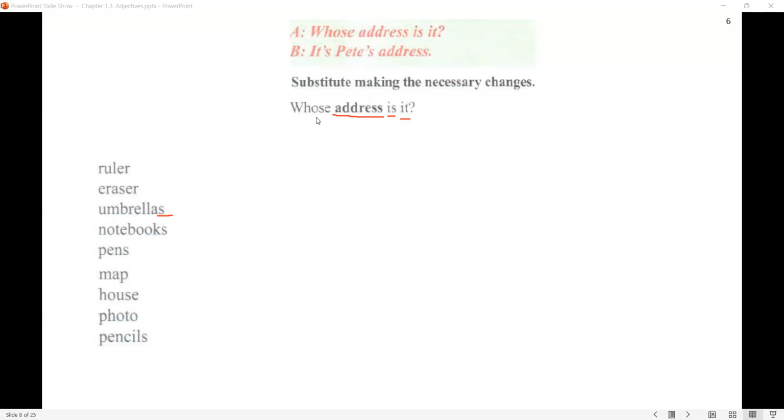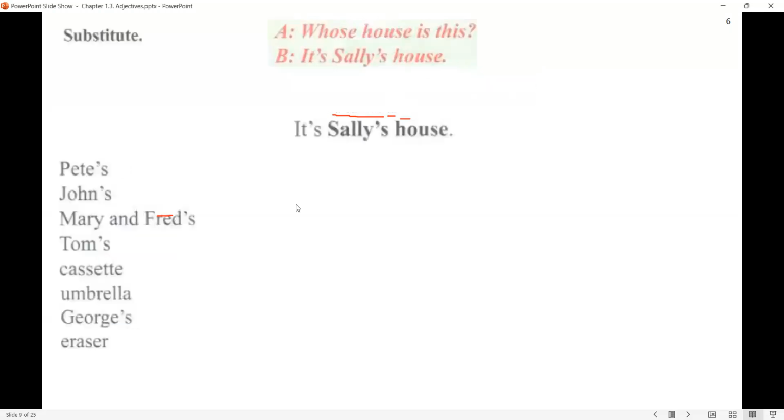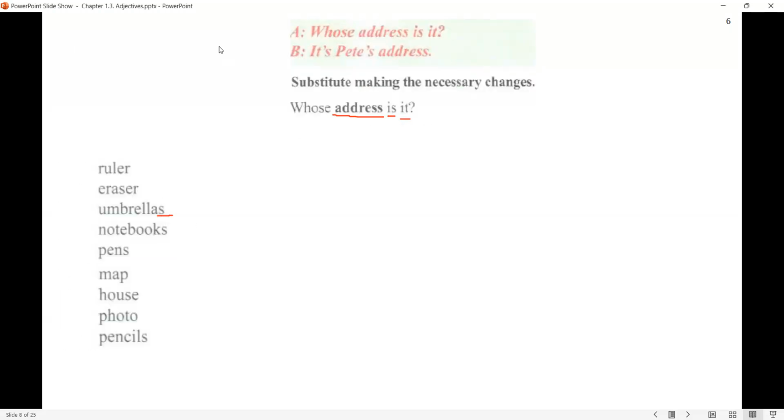Okay. Whose address is it? First one, ruler. Whose ruler is it? Eraser. Whose eraser is it? Umbrellas. Whose umbrellas are they? Why they? Because you have umbrellas, plural noun.